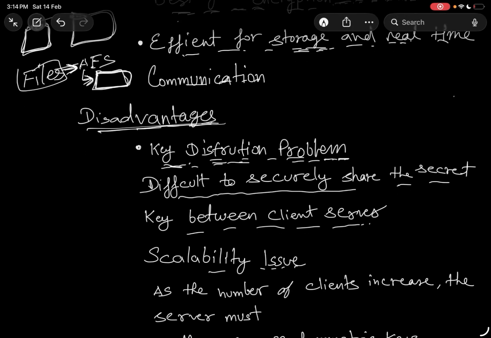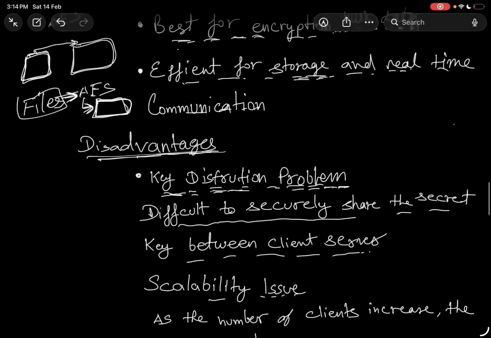The first disadvantage is the key distribution problem. Let's take an example. We have client 1 and then we have client 2. Now client 1 wants to send some data over a network to client 2, and also client 2 wants to send some data over a network to client 1. Now let's say client 1 has data that he wants to send to client 2.